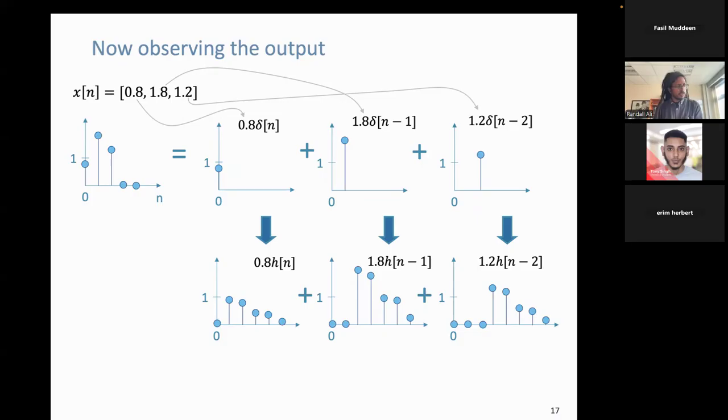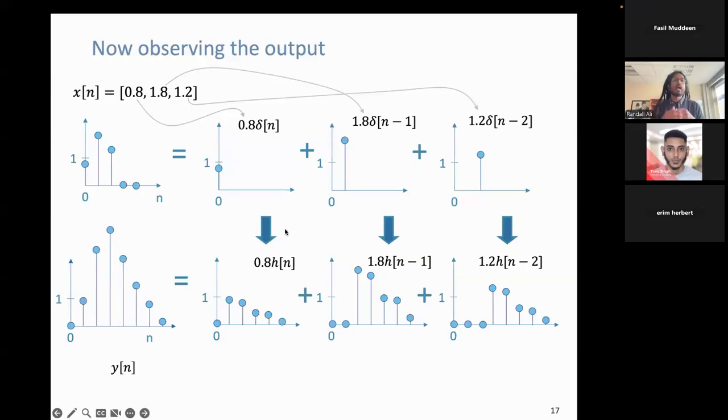So if we just recap for a second what we've done: we've taken an input signal, thought of it as a sum of scaled and shifted impulses, and each of these impulses produces some scaled and shifted impulse response. Because we have this information h of n already, this is all the information we need, because this is simply a shifted version of h of n and h of n minus 2, just scaled.